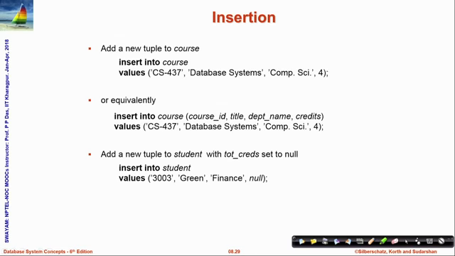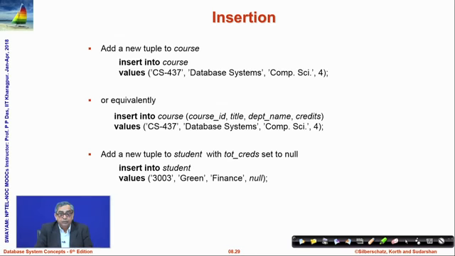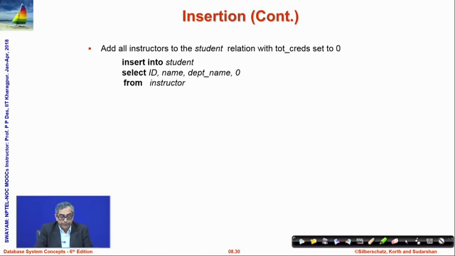Add a new tuple to student with total credits set to null. If you are adding a student, initially it does not have a credit, right. The credit is a nullable field. The credit will be earned after the student has gone through the courses and all that. So, if I do not know the value of a field, then I can write null, which is a special value designating unknown at the time of insertion.